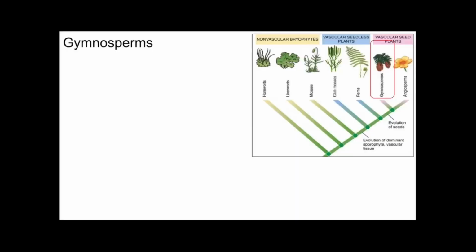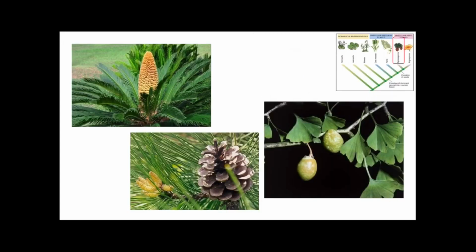Now that we've talked about the reproductive cycle of gymnosperms, let's look at some examples that you might encounter outside, in gardens, or when you're traveling around. All three of these plants are gymnosperms. On the top left is a group called the cycads. Cycads also grow cones, but their cones are massive and singular in the center of a palm-like whorl of leaves.